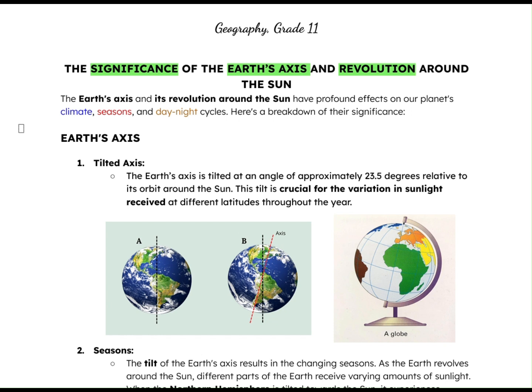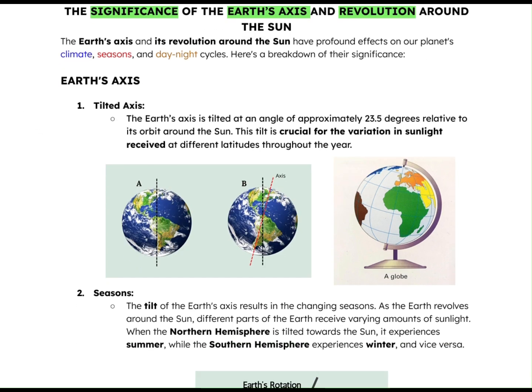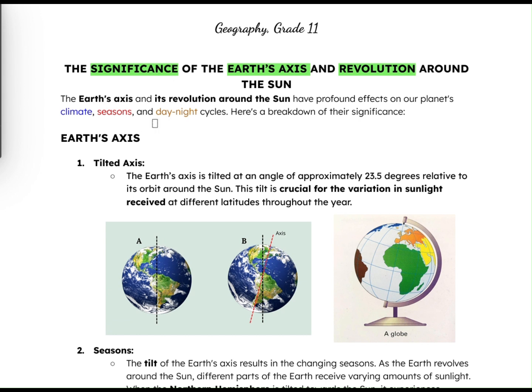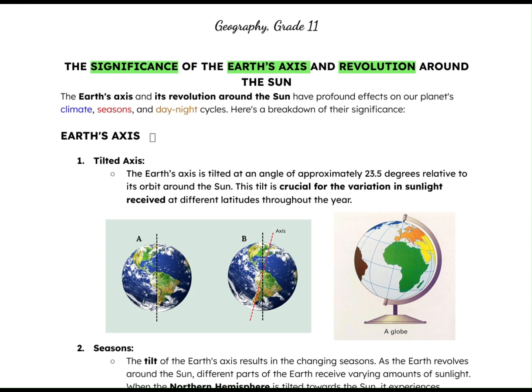In other words, the position where the axis of the Earth is situated makes a huge impact on our Earth's climate and our seasons, winter and summer, and of course, it dictates the day and night cycles. Okay, so we'll be looking at the breakdown of these elements that we've just talked about, the axis as well as the revolution. But of course, we're going to start with the axis, right?